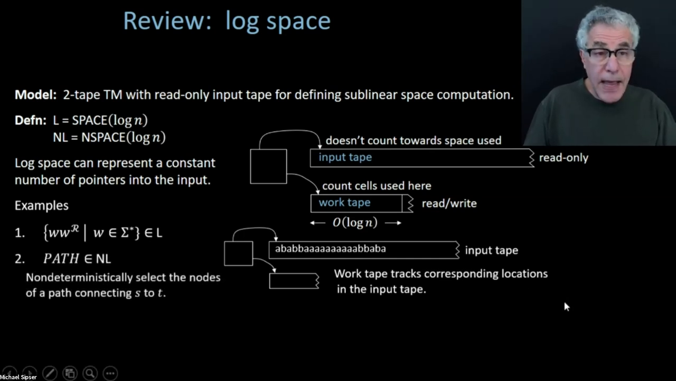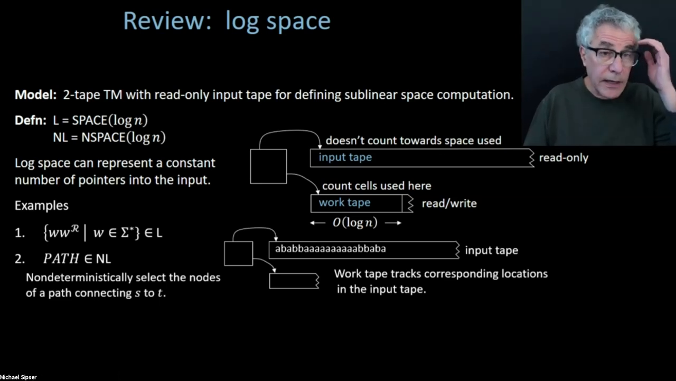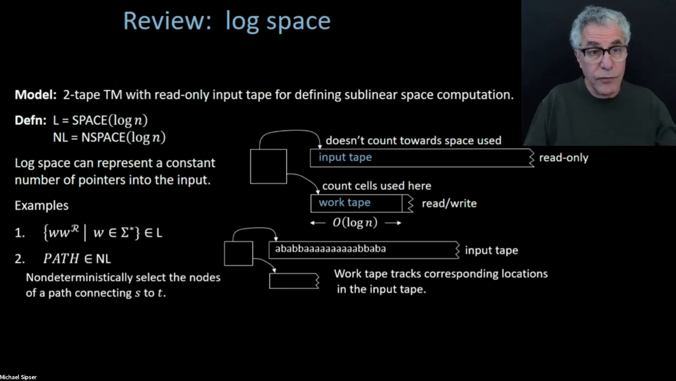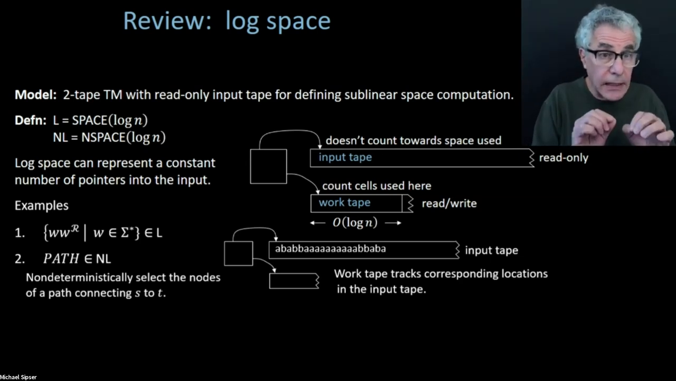Another example that we gave is the path language, where you're given a graph and a start node and a target node, and you want to know, is there a path in this directed graph that goes from S to T? And that language is in NL. In fact, not known to be in L.